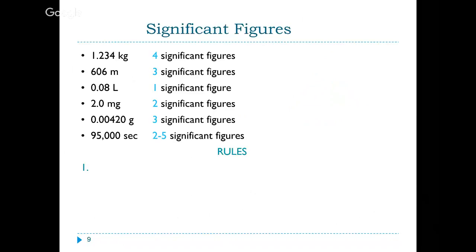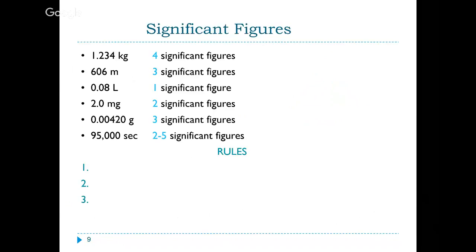And 606 meters, there are 3 significant figures because that is what I like to call the zero sandwich rule. So anytime zeros are sandwiched between any non-zero digits, those zeros are always significant. In 0.08 liters, there is only 1 significant figure because leading zeros do not matter. So we ignore those. Those are just holding a place for us. So we ignore any leading zeros. They do not matter.